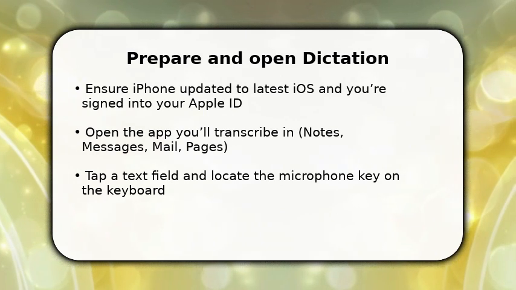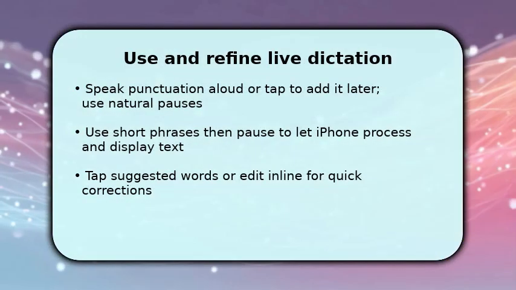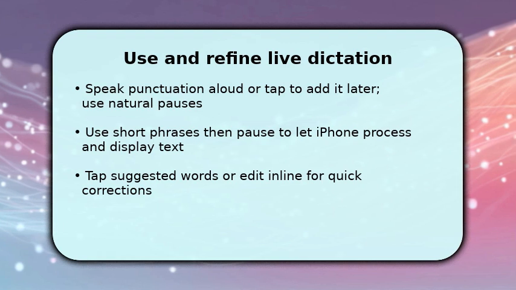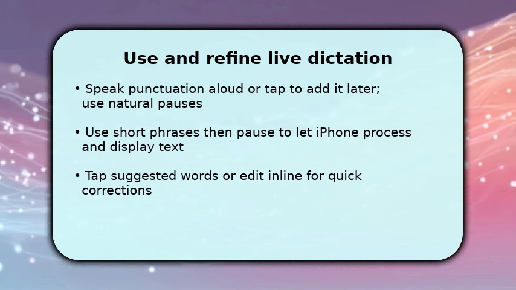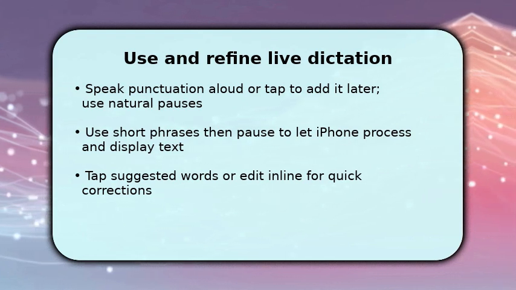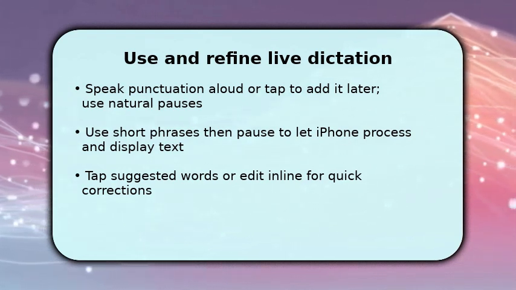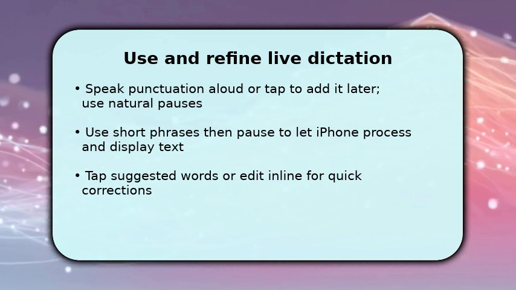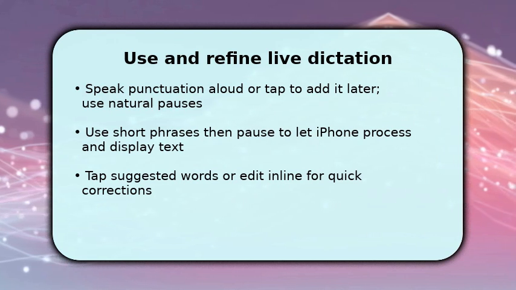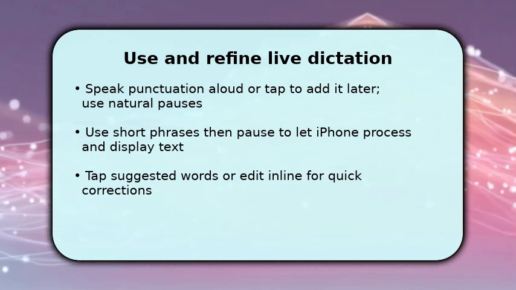Now you're in the flow. Speak natural sentences and say punctuation like comma or period if you want exact formatting. Otherwise, pause to insert punctuation later. Make short phrases and pause briefly so the system processes and shows text, which prevents long unprocessed blocks that are harder to edit. If iPhone suggests autocorrect options above the keyboard, tap the right word to accept it.